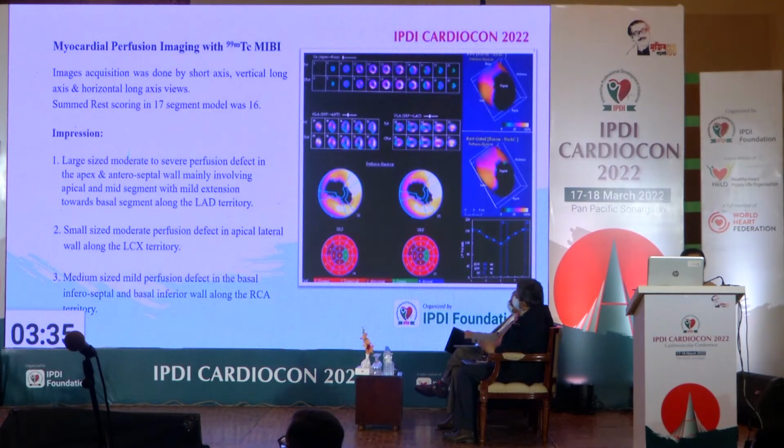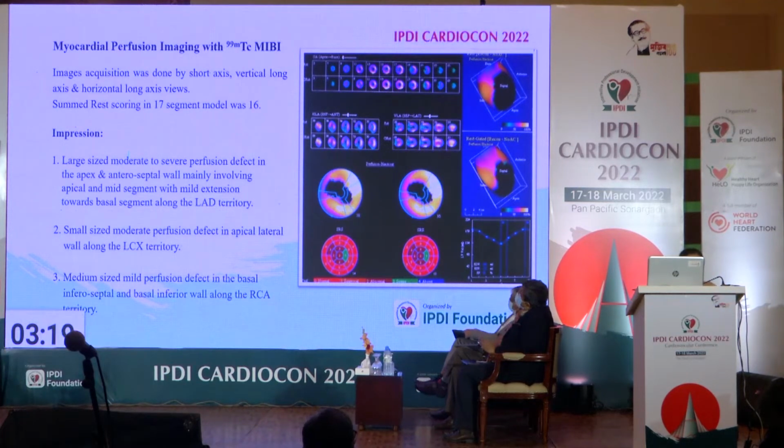And the right corner side image showing the 17 segment model through which we perform cardiac scoring for perfusion and metabolic defect. This is the myocardial perfusion imaging of heart showing in 3 axis views like short axis, horizontal long axis and vertical long axis view. The blackish area on the polar map showing the perfusion defect.